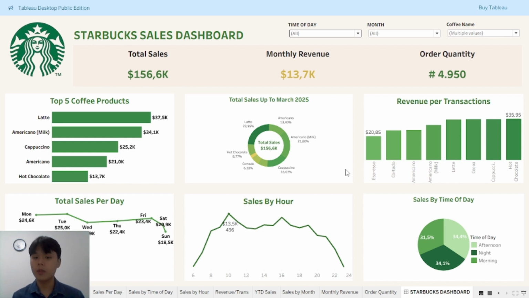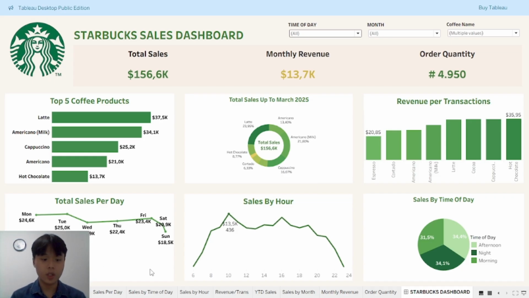So what I would recommend is launching a new promotion bundling latte and hot chocolate. Why? Because latte is our best-selling product, and we feature it with hot chocolate to boost its sales. This way, it would improve our sales for hot chocolate, and it would generate more revenue for our company.